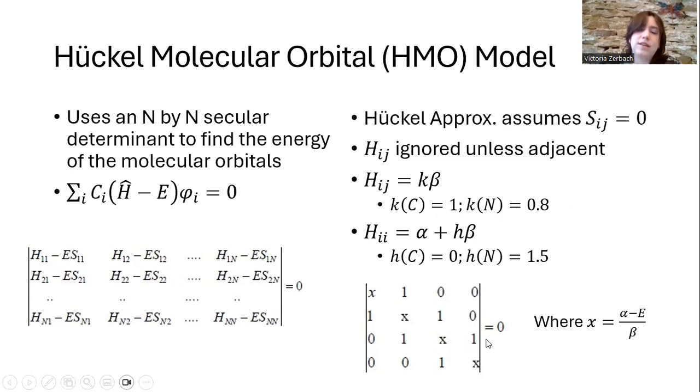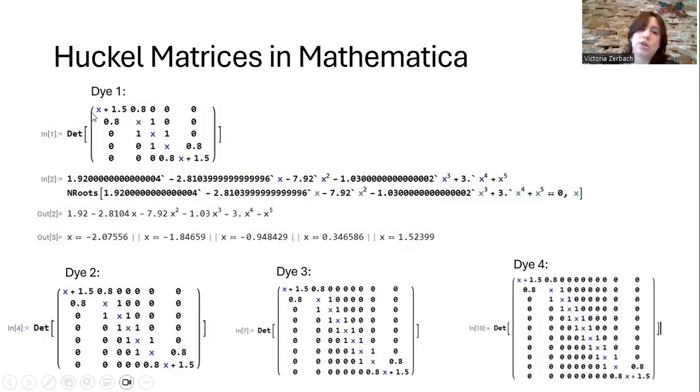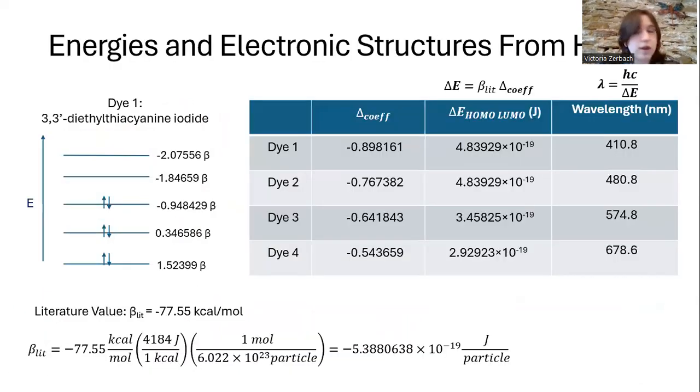But this is an example matrix that we can construct, so it's essentially turning this really complicated determinant into this matrix here where x is equal to alpha minus e over beta. So essentially we use this same sort of formula but adjusting for the nitrogens to do Huckel matrices in Mathematica, and spit out the results in a form where x can be solved for, finding these values of x. So x times beta is the energy level, where beta is a unit of energy.